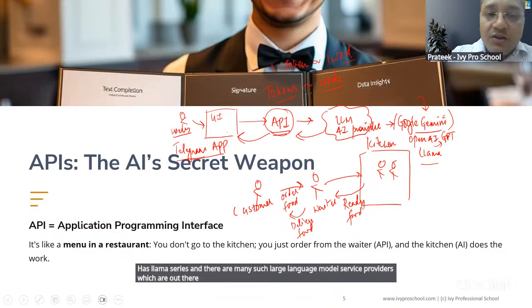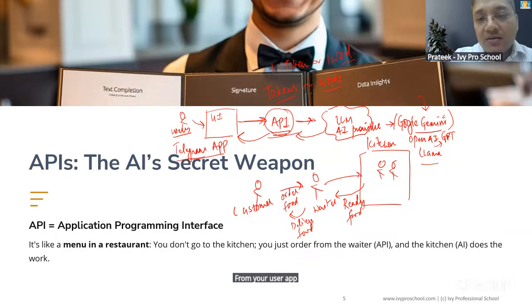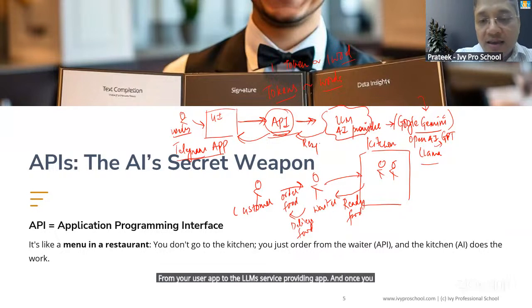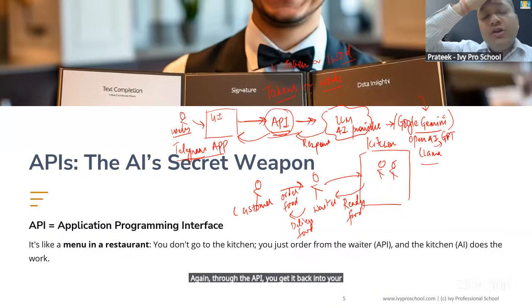So your app will connect to a large language model service provider through an application programming interface, right? Through this API, you can send your instructions, your prompt, from your user app to the LLM service provider's app. And once you get the response, again through the API, you get it back into your user interface or user app.